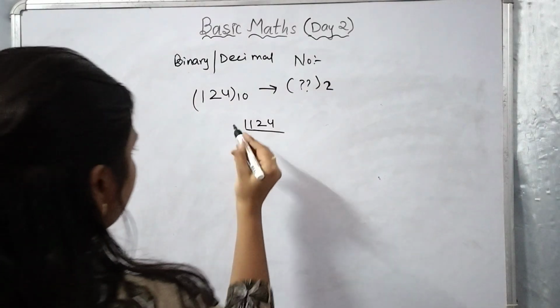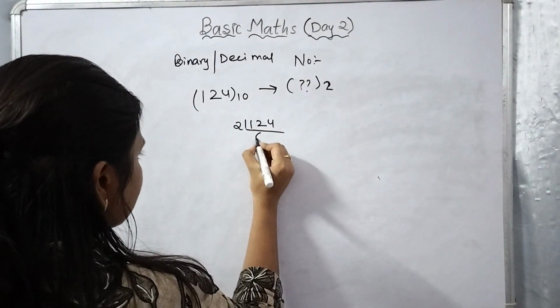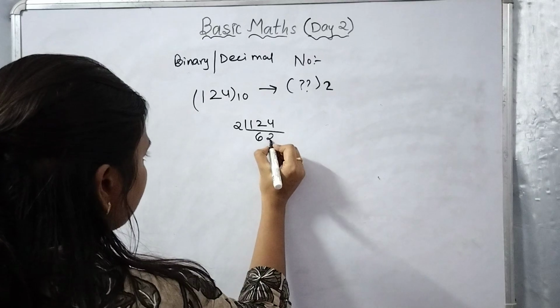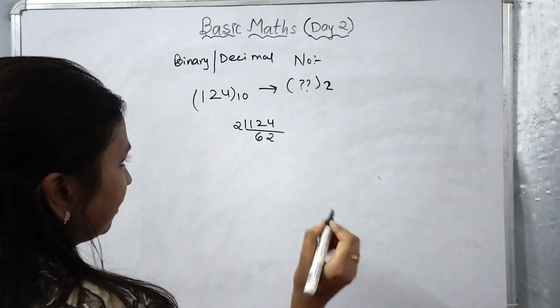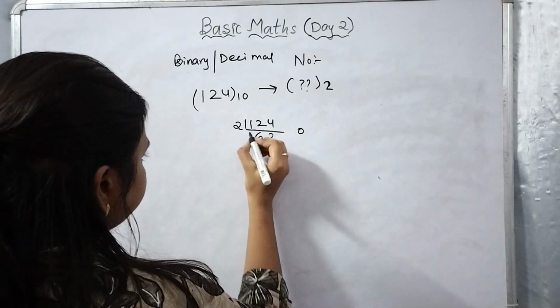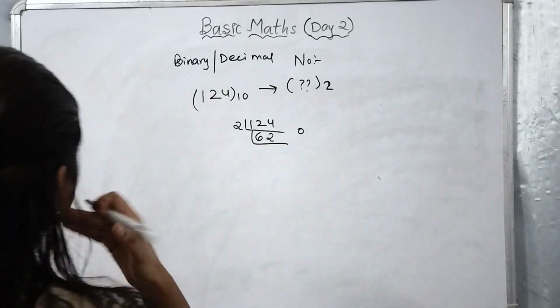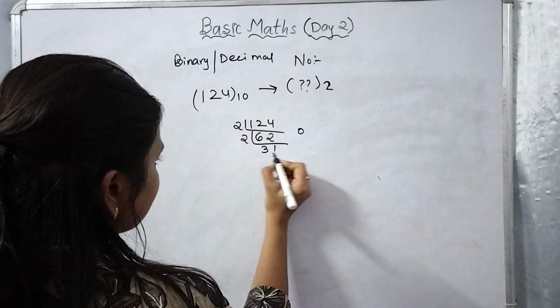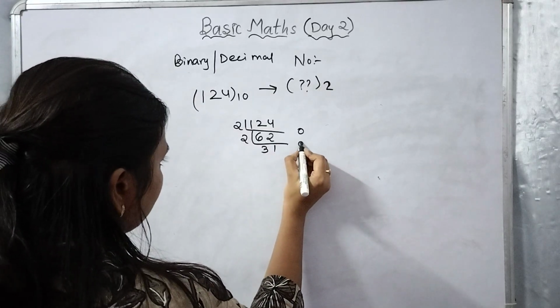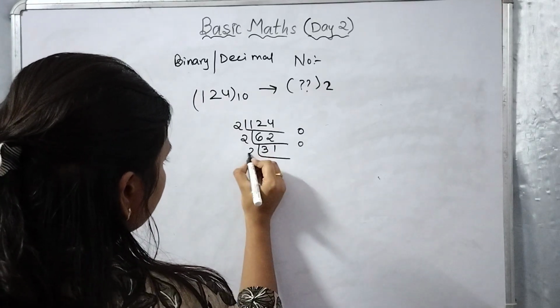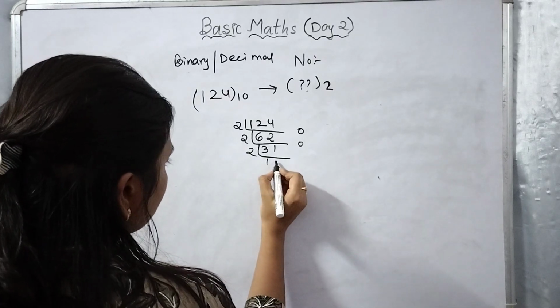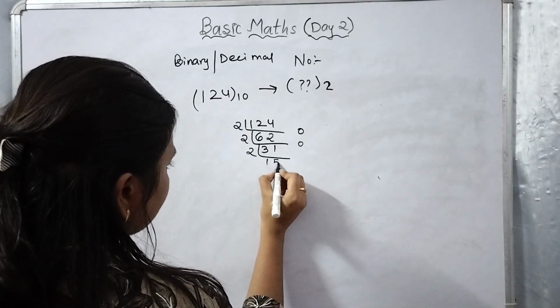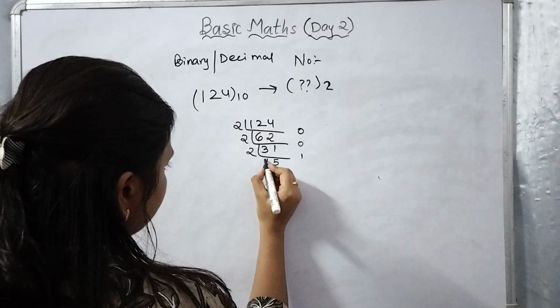So 2 6s are 12, 2 2s are 4. Any remainder left? No. So you will write 0. Now again 2 3s are 6, 2 1s are 2. Any remainder left? No. So you will write 0. 2 1s are 2, 2 5s are 10. It means 2 15s are 30. Any remainder left? Yes, 1.